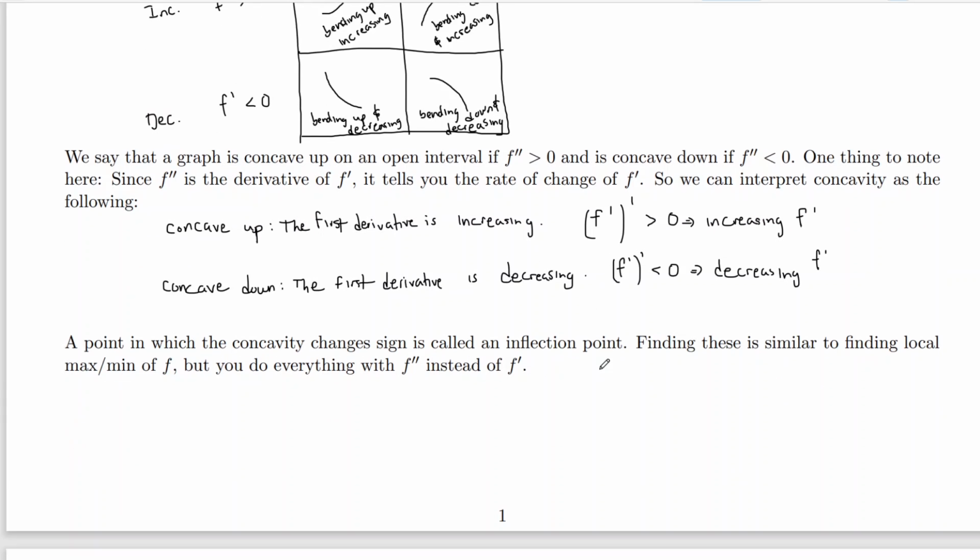Now, when we talk about word problems, like I said, we'll pretty much use this idea for what the second derivative means. When we talk about the graph specifically, we usually use the word concavity. So just be aware of that.